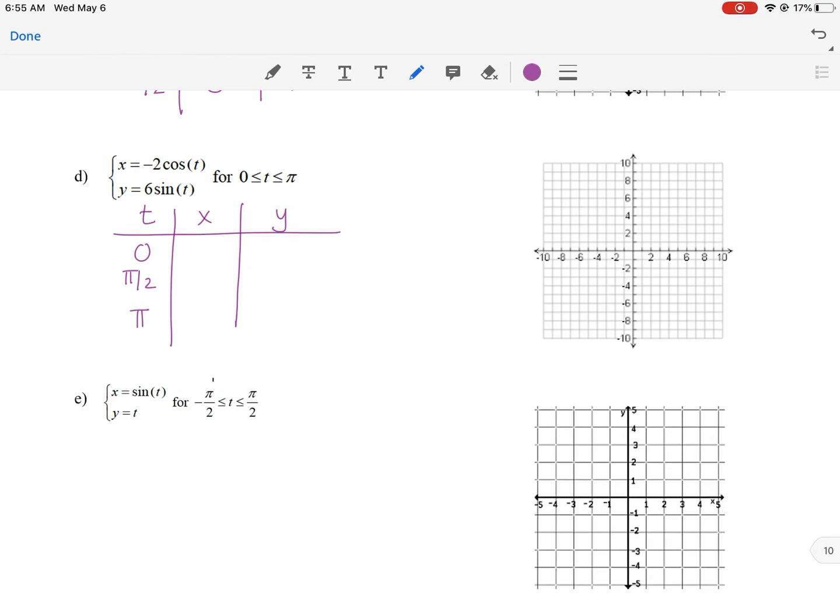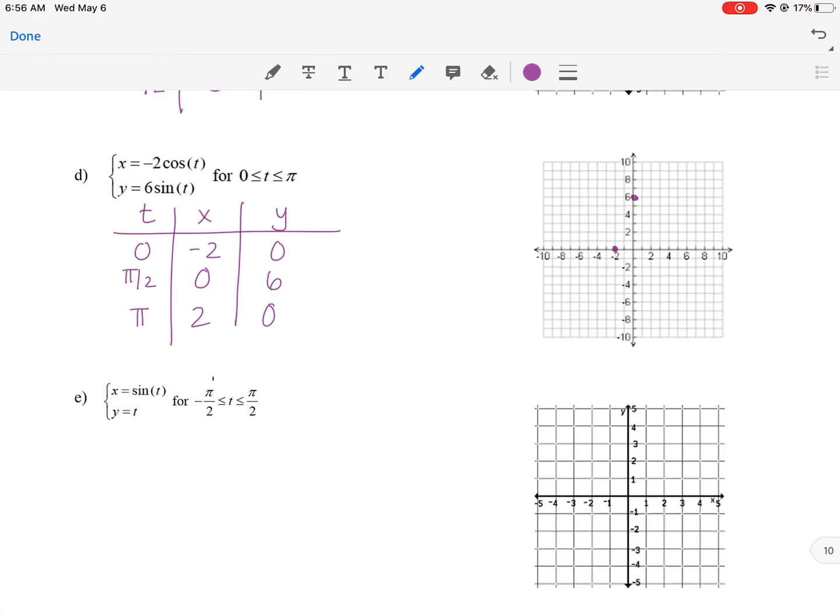So cosine of 0 is 1 times negative 2 is negative 2. Cosine of pi halves is 0 times negative 2 is 0. Cosine of pi is negative 1 times negative 2 is positive 2. Okay, let's do the same for y. Sine of 0 is 0 times 6 is still going to be 0. Sine of pi halves is going to be 1 times 6 is 6. And then sine of pi is 0 times 6 is 0. So, negative 2, 0, 0, 6, and 2, 0.